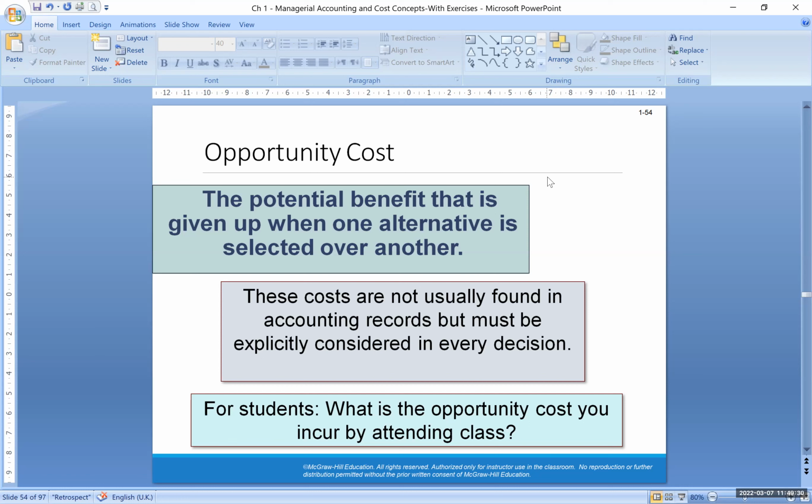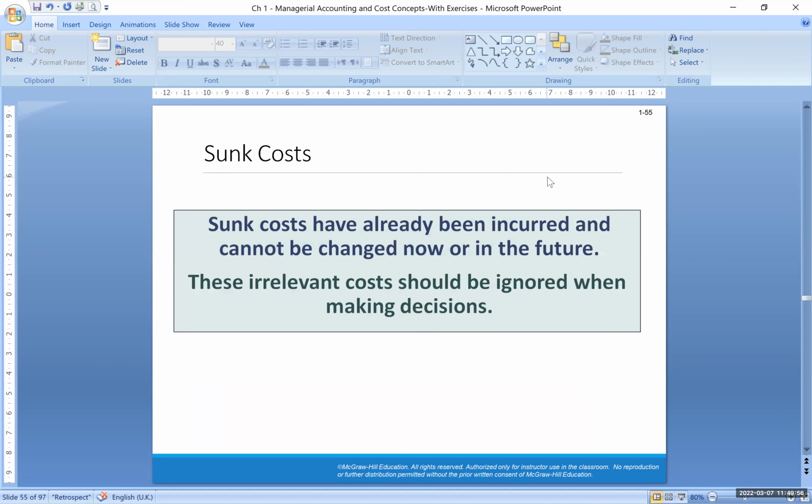Then our numbers will contain the costs related to choice A, but definitely we will use the numbers of B or the costs of B in choosing between the alternatives. So we will not see accounting records about the opportunity cost, but it is explicitly considered in our decision when we choose between A and B.